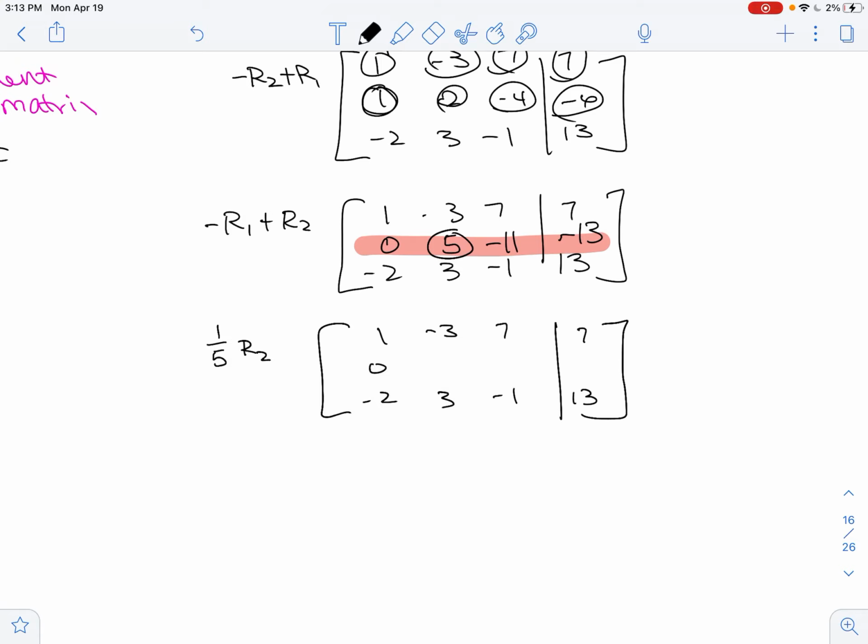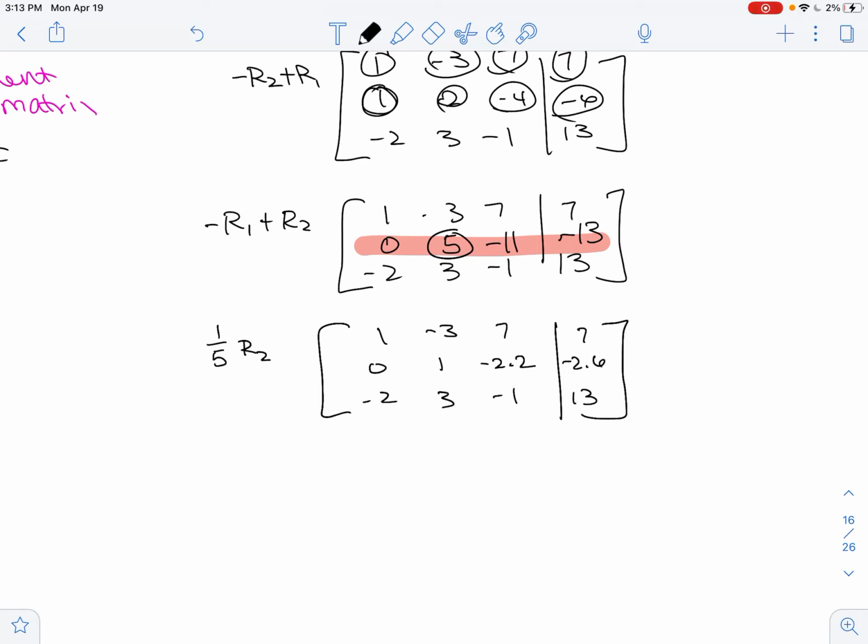So 0 times 1/5 is 0. 5 times 1/5 is 1. -11 times 1/5 is -11 over 5, or we could call this -2.2. And then -13 over 5, we can write that as a fraction, or we can call it -2.6, which is perfectly fine. Okay, so we've got the one that we wanted.